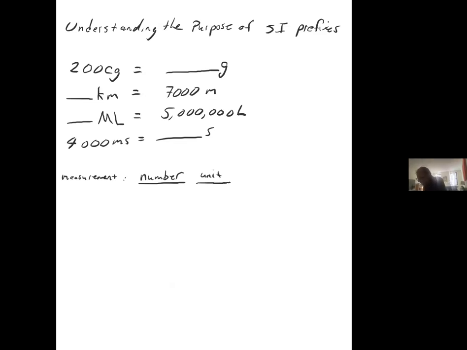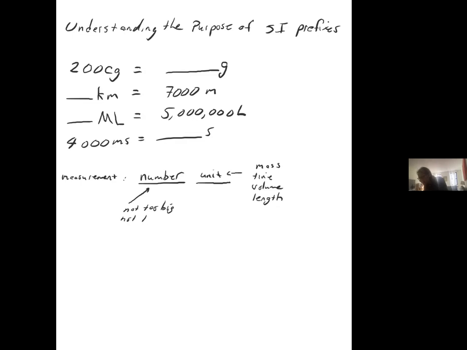So the unit could be a unit of mass. It could be a unit of time. It could be a unit of volume. It could be a unit of distance or length. Okay, and there's other things that it could be as well, but those are just 4 things that it could be.